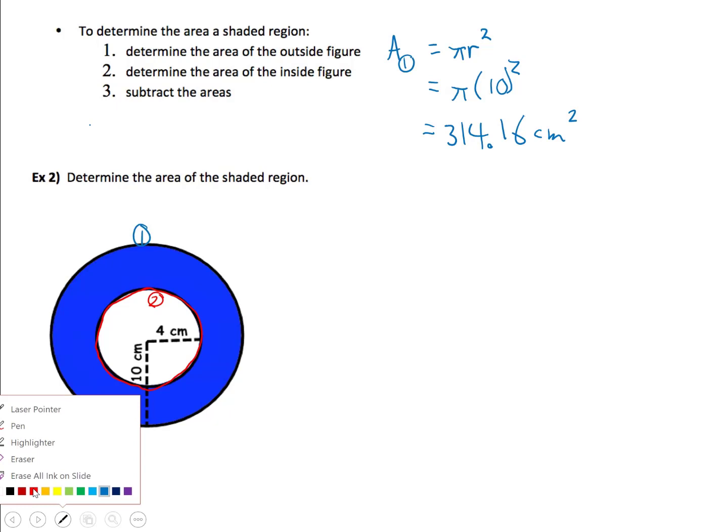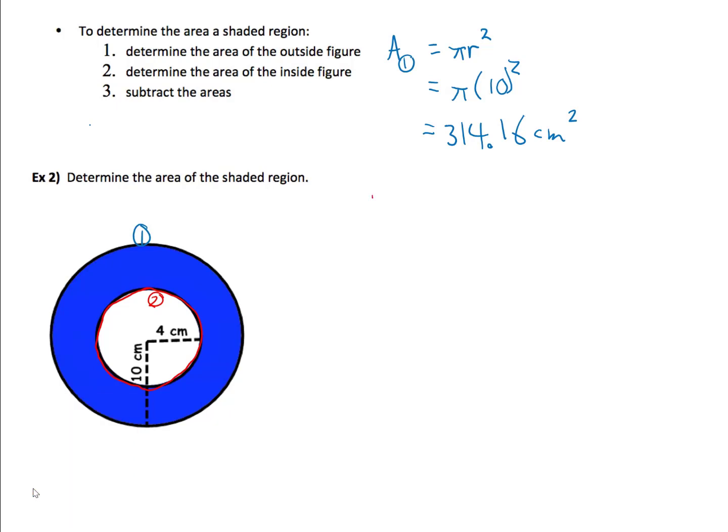Now, if I change the color over, we'll work on the next area. So area 2. This is the inner part. Well, it's the same formula because it's also a circle, so it's going to be pi r squared. And we're actually given r for this as well. It's going to be 4. So it's going to be pi 4 squared. So pi times 4 squared is just 50.27 centimeters squared.